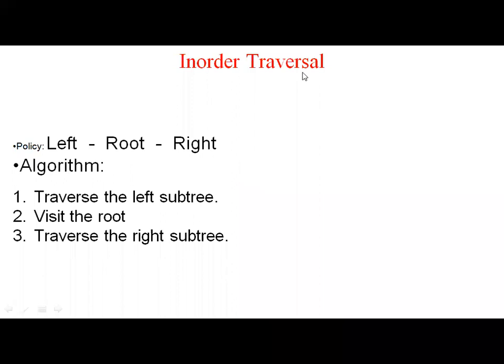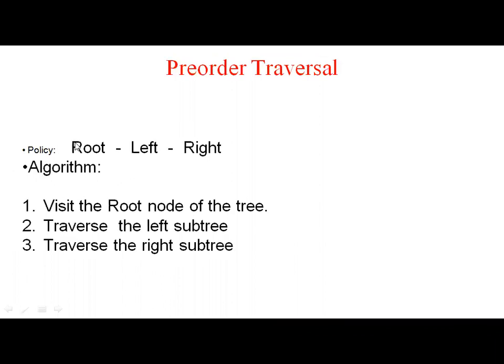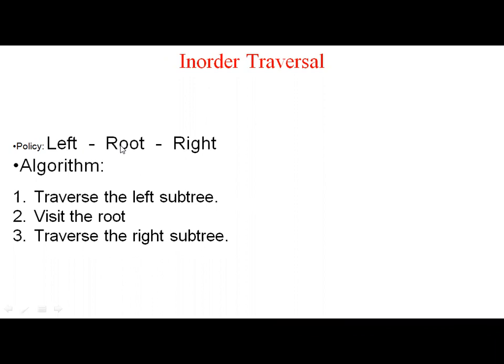Now in order traversal, the policy is left to root to right. Now we'll bring the root to the middle. In order means left to root to right. First traverse the left child, then root, then traverse the right child. The algorithm is to traverse the left subtree first. After completing this, visit the root node, then traverse the right subtree.